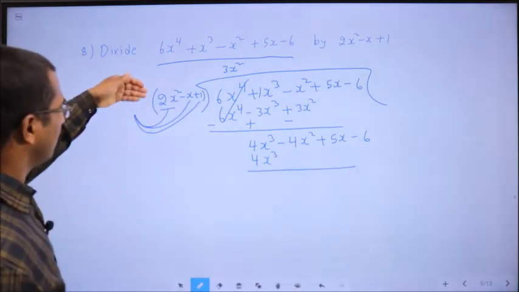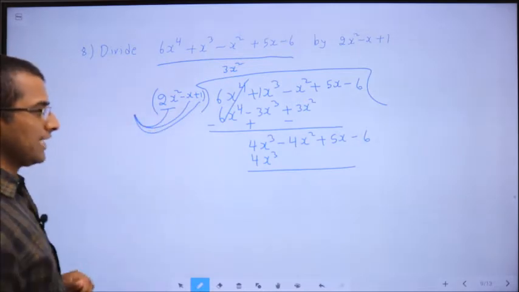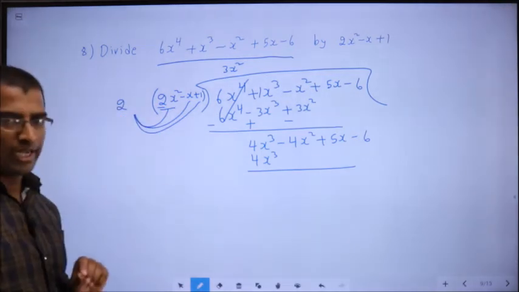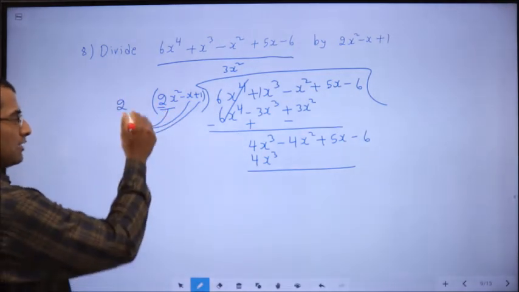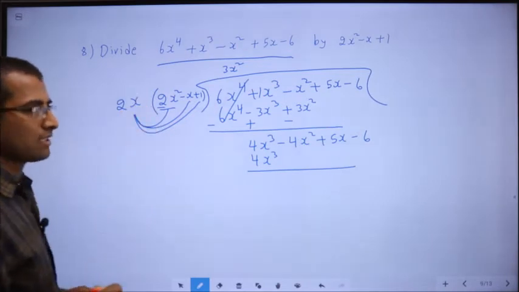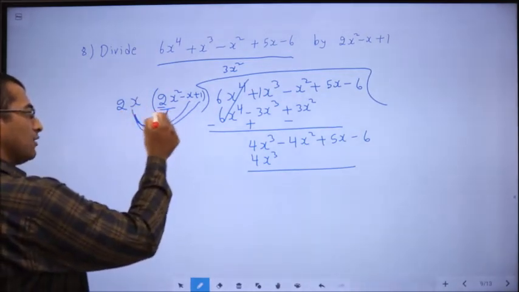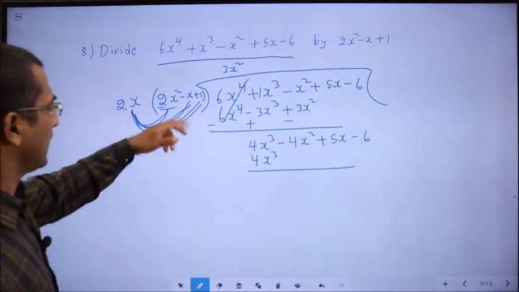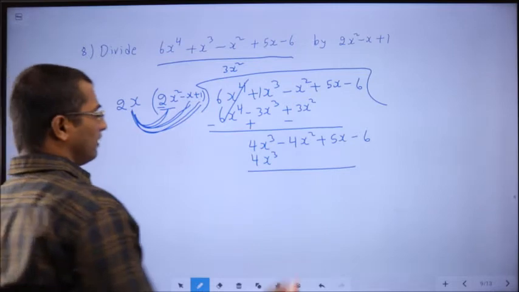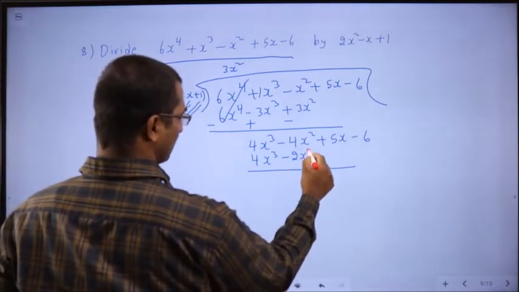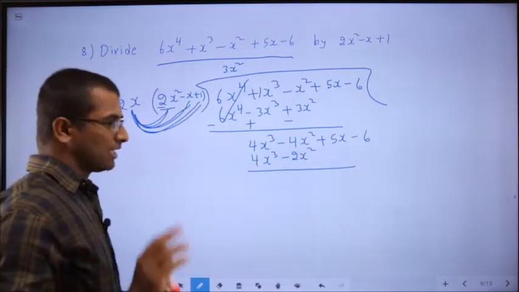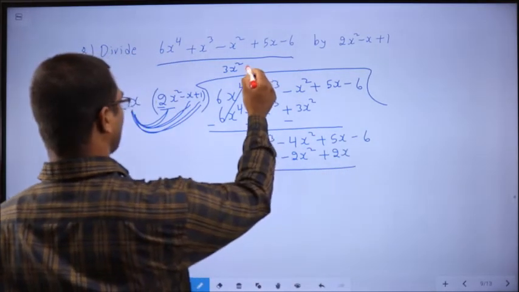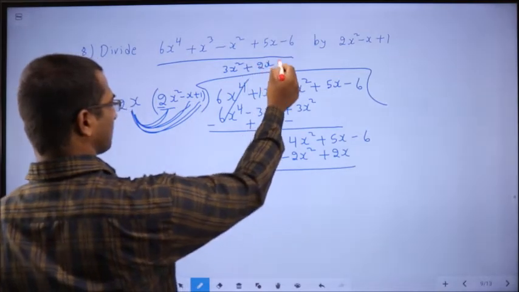Here I have 2x square, I should get 4x cube. First 2 should be multiplied with 2 to get 4. x square, I should get x cube, means it should be multiplied with 2x. When I am multiplying to this, I should also multiply to the second term and the third term. So 2x into minus x will be minus 2x square. 2x into plus 1 is plus 2x. Okay. So the next term of your quotient is plus 2x.